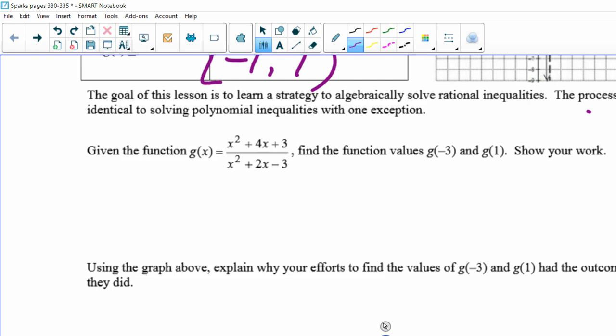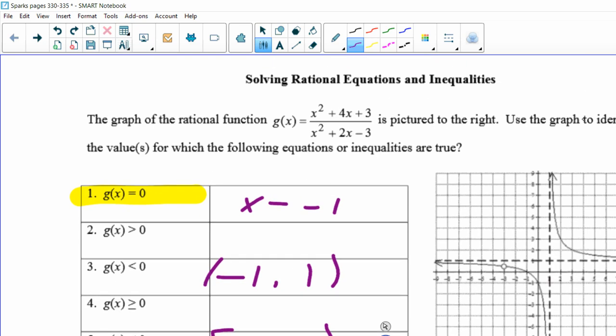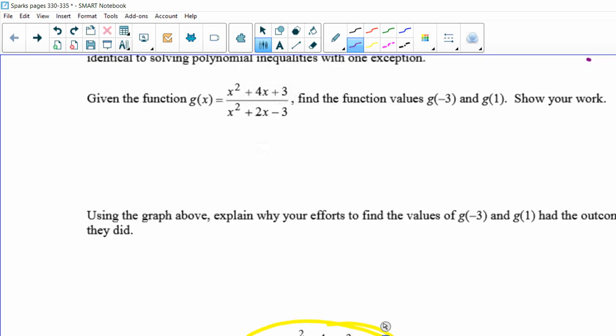Given this function, which I believe is the function we were working with right here, find g of negative 3. Find g of negative 3. And then find g of 1.